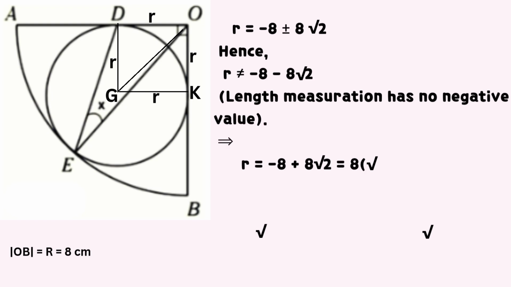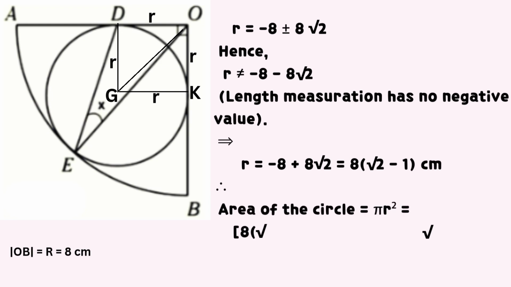Hence, small r is not equal to negative 8 minus 8 times the square root of 2, because length measurement has no negative value. It implies that small r equals the sum of negative 8 and 8 times the square root of 2, which equals the product of 8 and the square root of 2 minus 1 in centimeters. Therefore, the area of the circle equals pi times the square of small r, which equals 64 times the product of pi and 3 minus 2 times the square root of 2 in square centimeters.